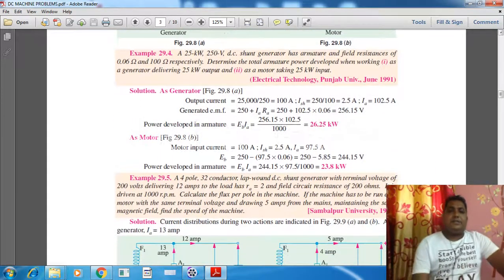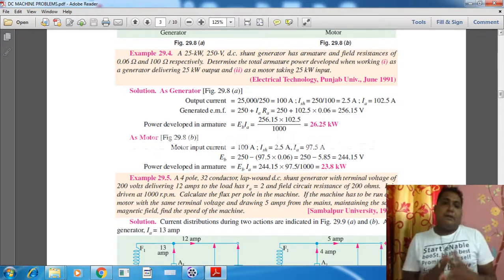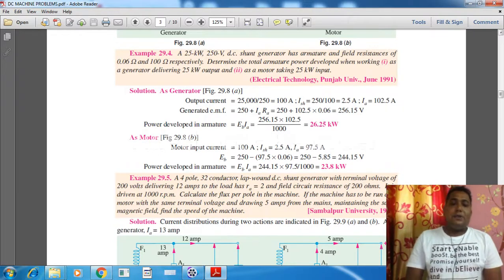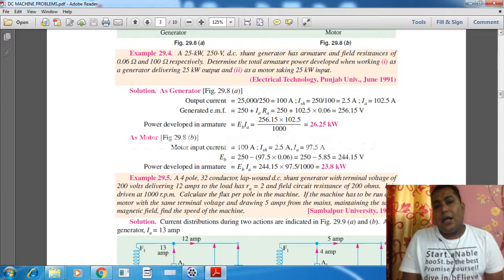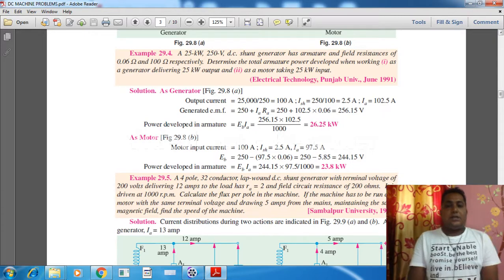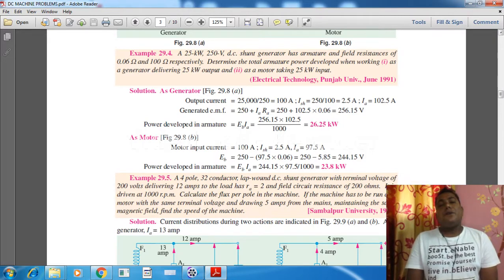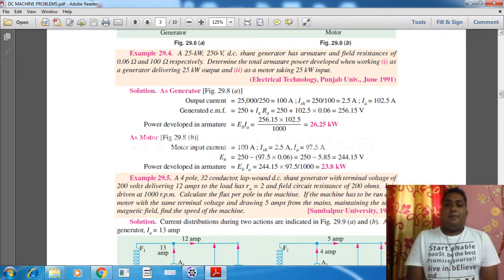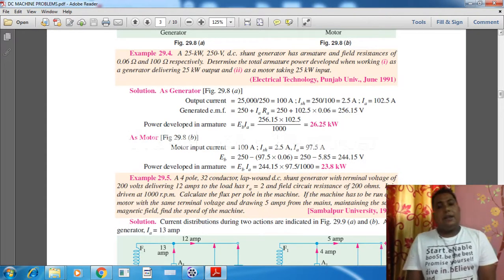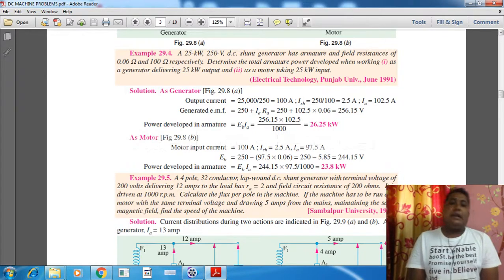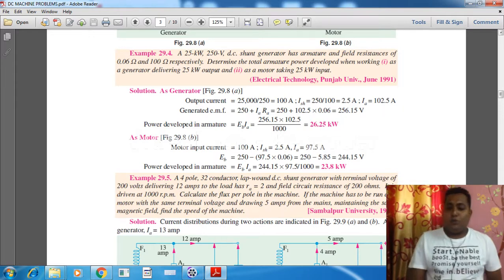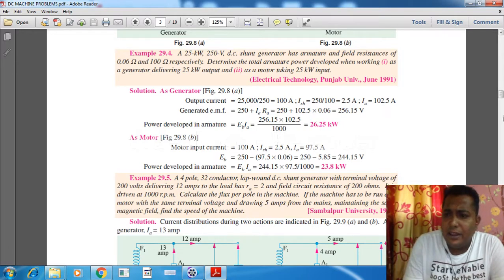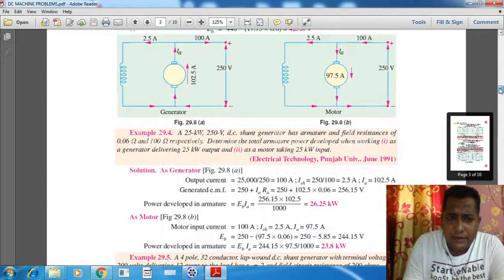Yes, this is a very interesting problem. In this problem, it is told that a 25 kilowatt 250 volt DC shunt generator has armature and field resistance of 0.06 ohm and 100 ohm respectively. Determine the total armature power developed when working as a generator delivering 25 kilowatt output, and as a motor taking 25 kilowatt.